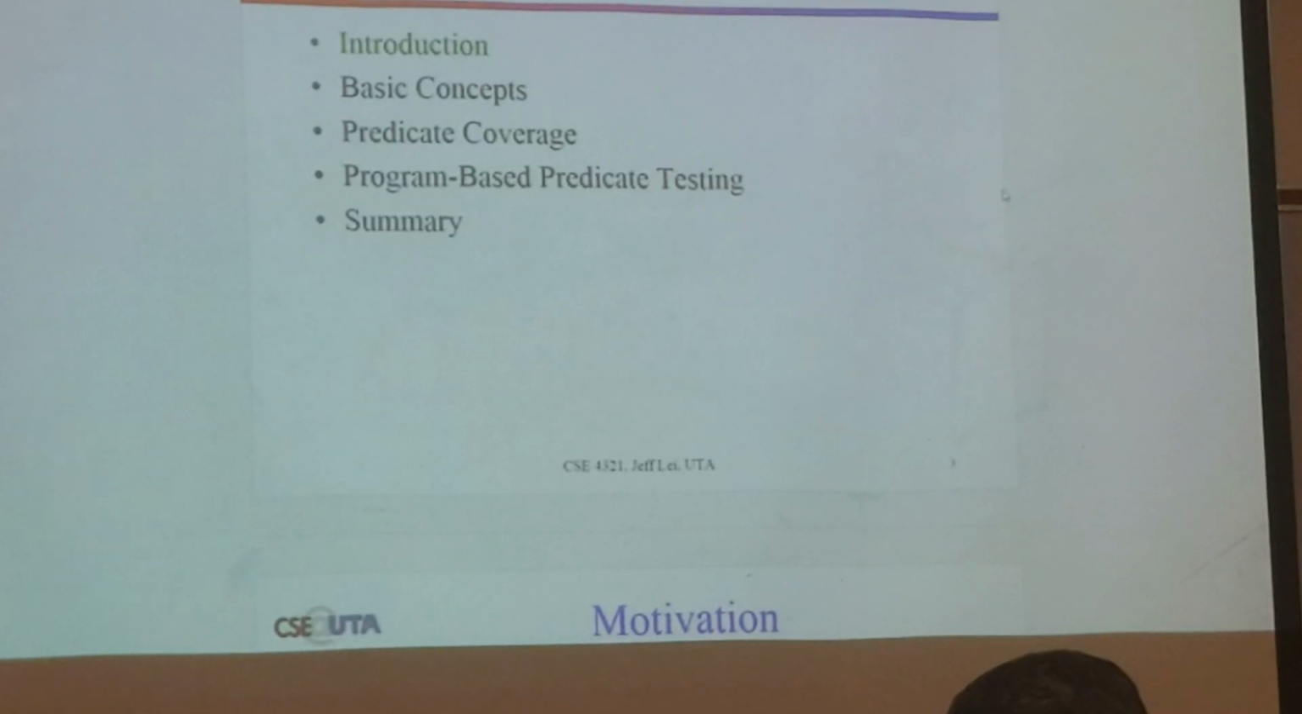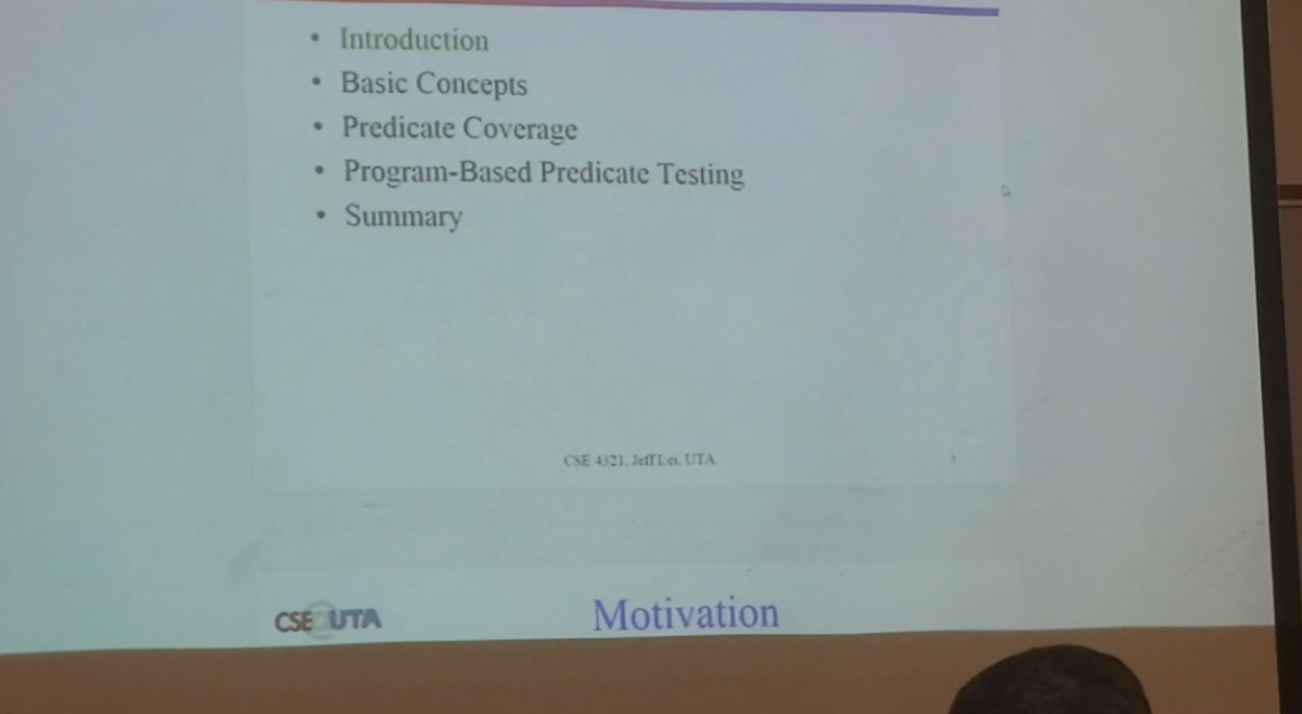We want to make sure every decision point is written correctly. That's what predicate testing is about. Why do we want to do that? Can anyone help me? Like, why do we want to make sure every decision point in our program is correct?